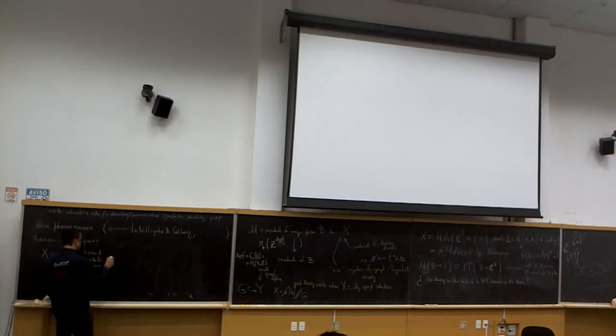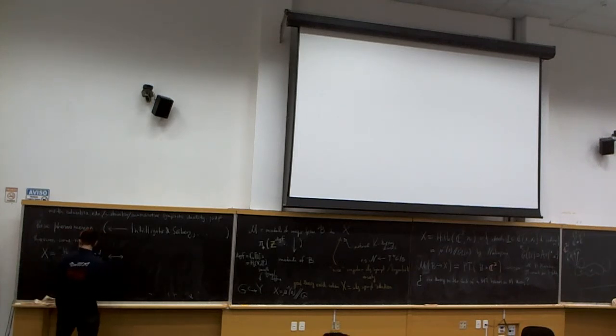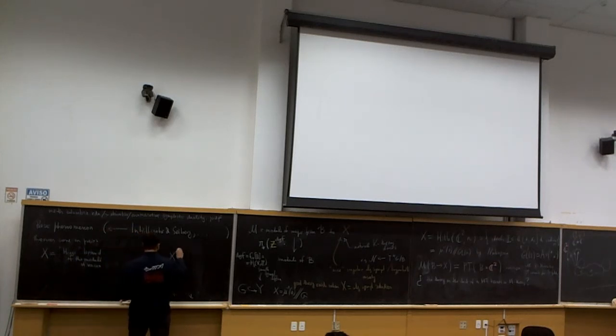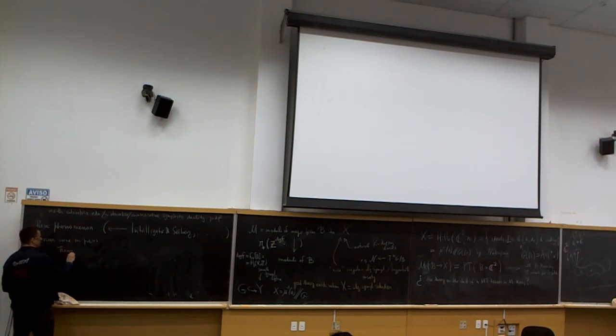And then this will be exchanged for the dual theory. And then there'll be X check. This is the Higgs branch for the dual theory. Maybe I'll write it like this. There's the theory, and the dual theory.